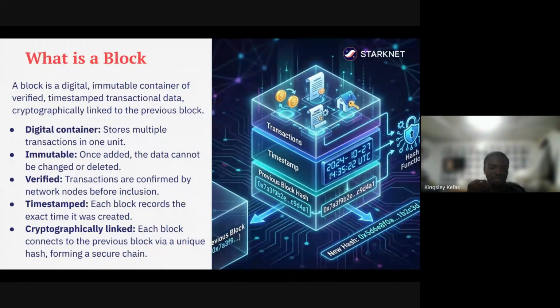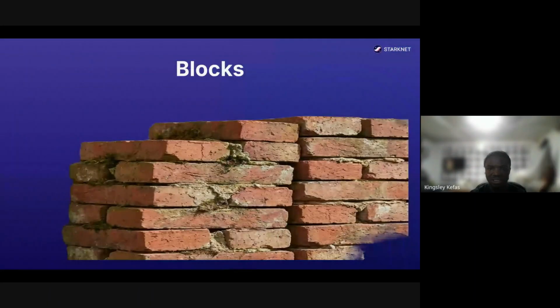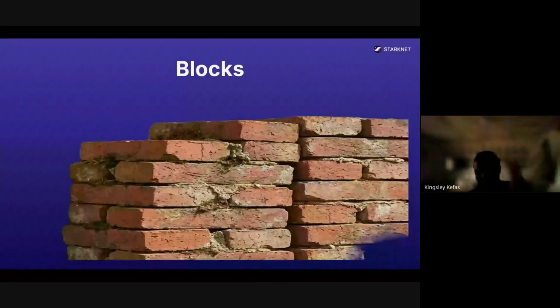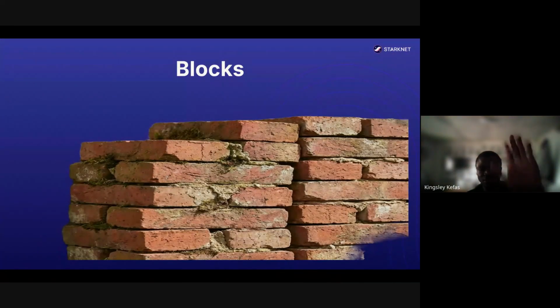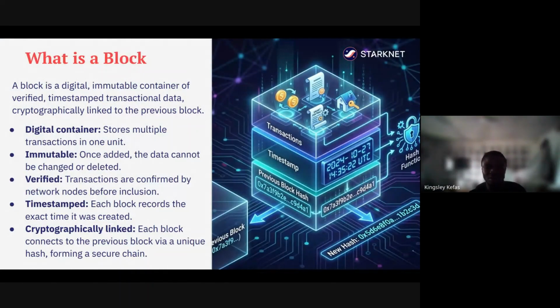So the keywords here, we said the digital container, right? Yes, basically digital container. And the reason why we say digital container is because we are not referring to this block. No, we are not referring to this block, right? What we are referring to is a block that exists in our computers, a block that is being created in our computers. So it is a digital container, right? And then the digital container stores what? Multiple transactions in one unit. So it contains a list of various transactions, which is stored in one unit.